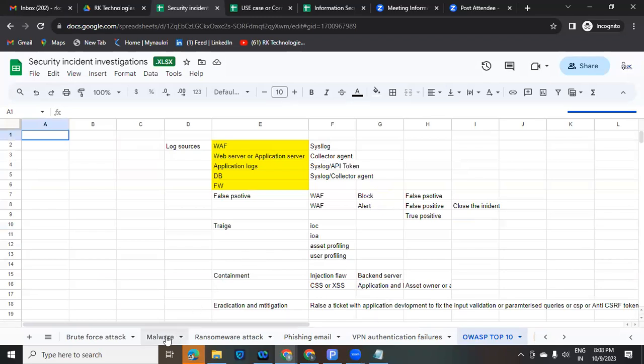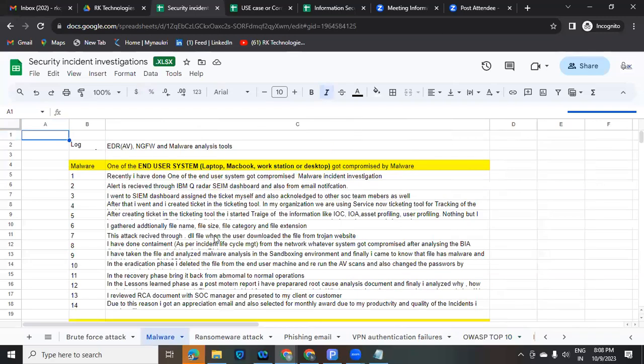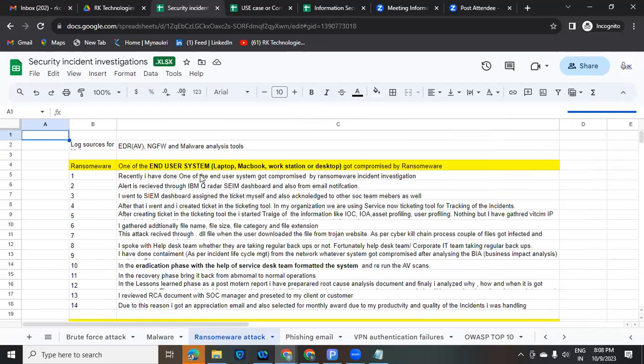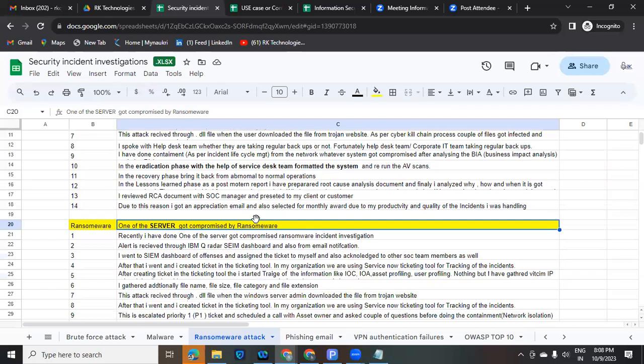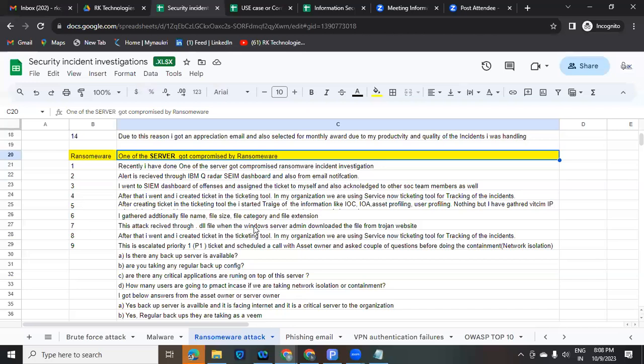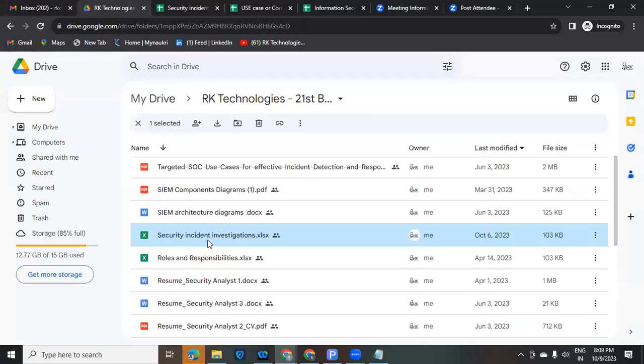As I said in the class, you can explain malware where an end user system got compromised, or else one of the servers got compromised by malware. The second one is ransomware attack: one of the end user systems got compromised by ransomware, or one of the servers got compromised by ransomware. Please go through this one, and if you have any queries, let me know in tomorrow's class. That is about security incident investigation. At the time of the interview, you can open this sheet and read it, but read it properly.